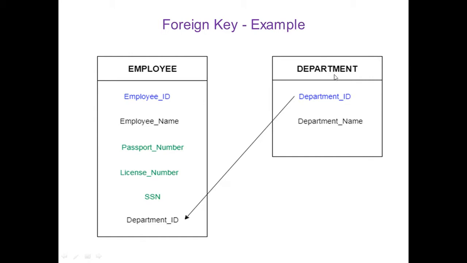Now what is the concept of foreign key? That a column of one table should be the primary key of another table. Means the column of one table, the department ID of employee, should be the primary key in another table. So department ID is the primary key in the department table. So that becomes the foreign key in the employee table. And in this way, these two tables are connected to each other. So this is called a foreign key.